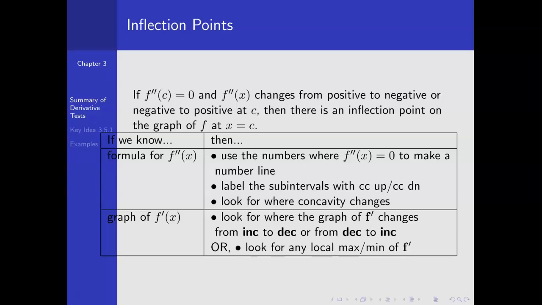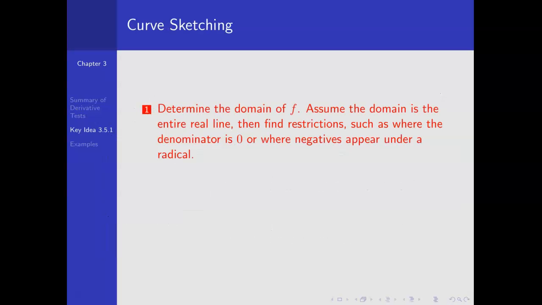which is in the book 3.5.1, and these are the steps that we are going to go through in order to bring together the graph of a function. So in our curve sketching section here, key idea 3.5.1, the first thing we're going to do is determine the domain of f. We go ahead and assume the domain is the entire real line, and then we find restrictions, such as where there's a 0 in the denominator or where negatives would be under a radical.